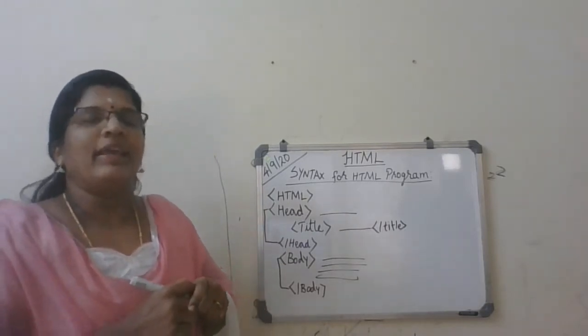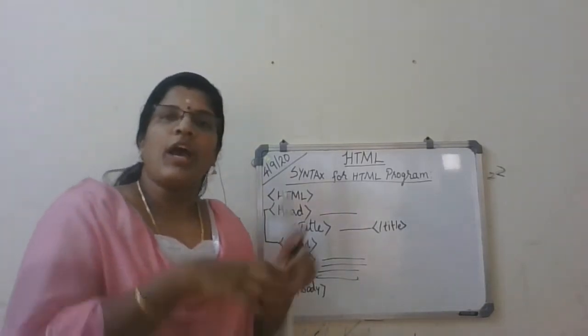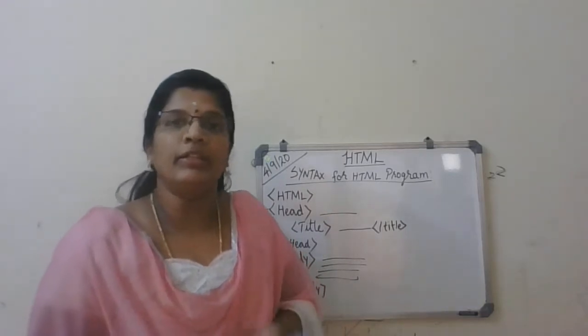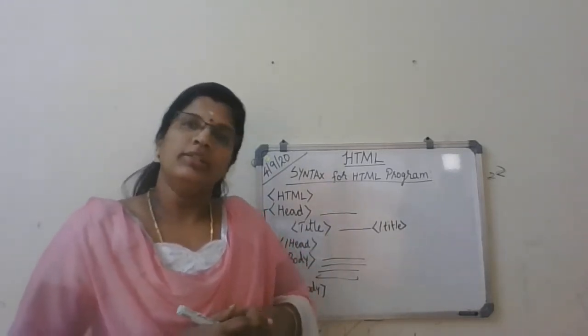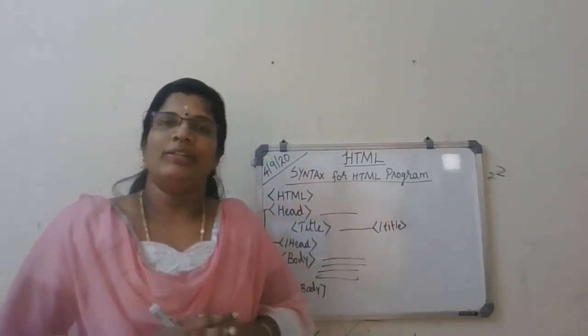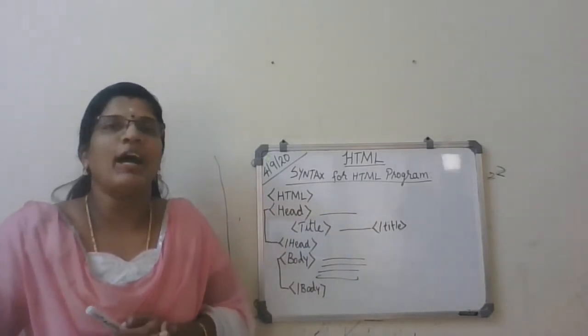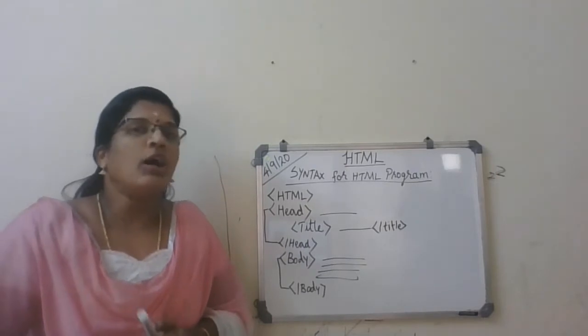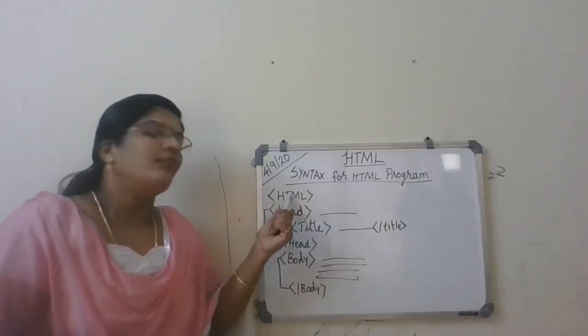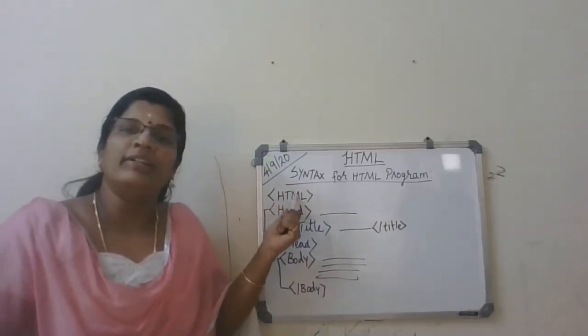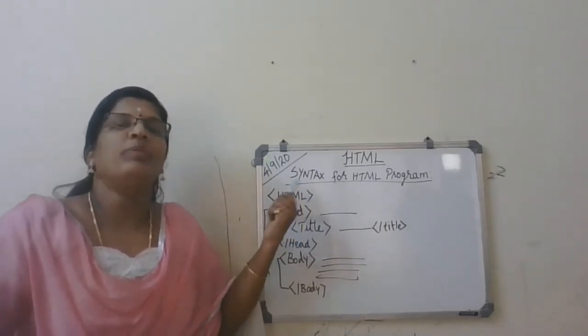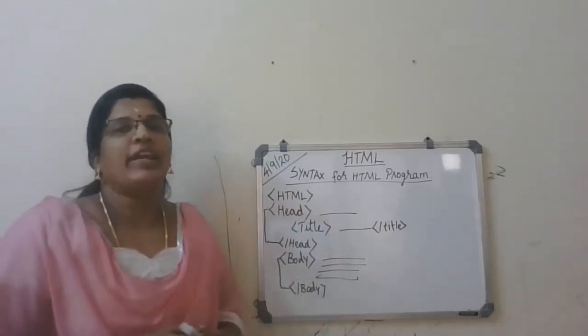Got it? Then what comes next? So you have written the heading, you have written the content of the web page, everything is over. That means the program is over. So what we have to do? We have to close the program. So how to close the program? What is the first tag? We started with HTML. So we have to end up with /HTML.